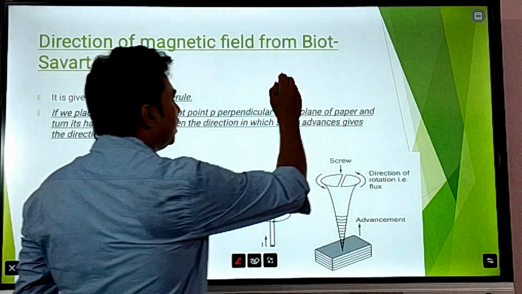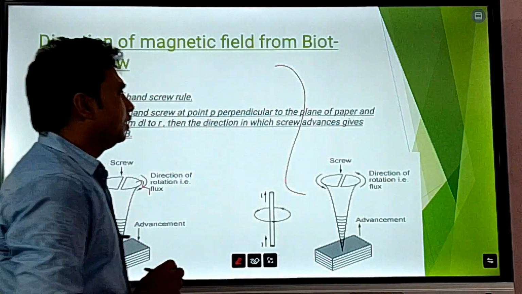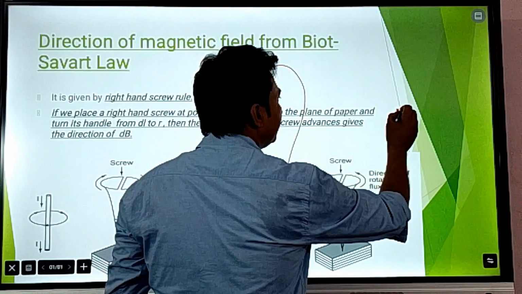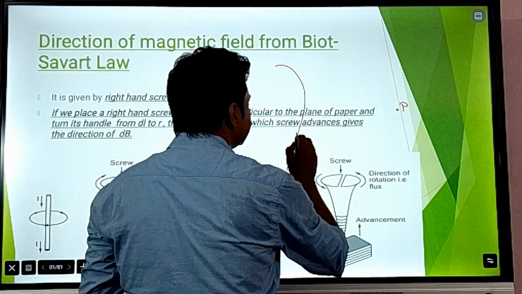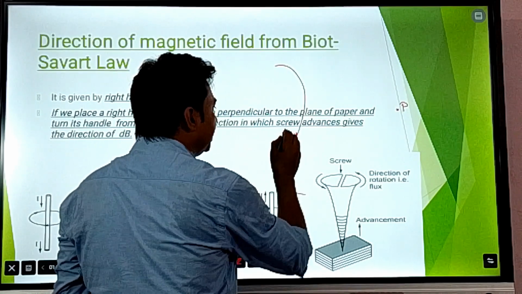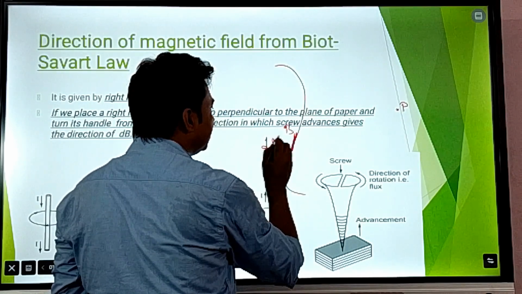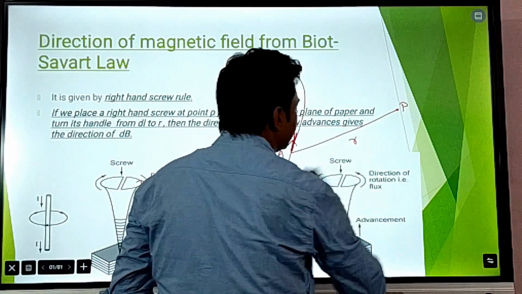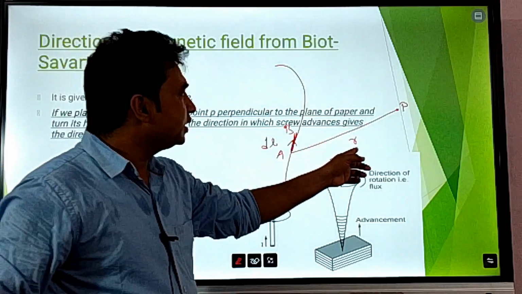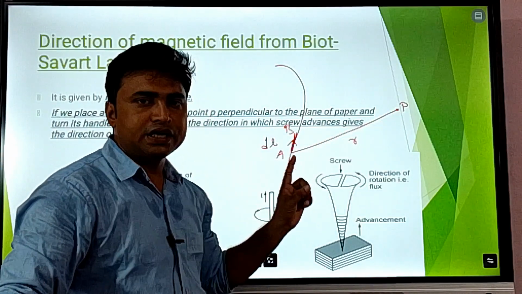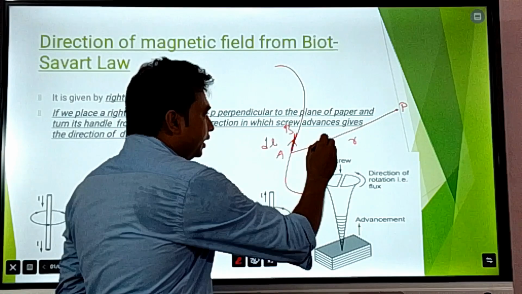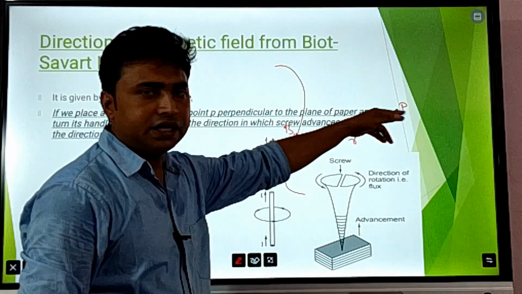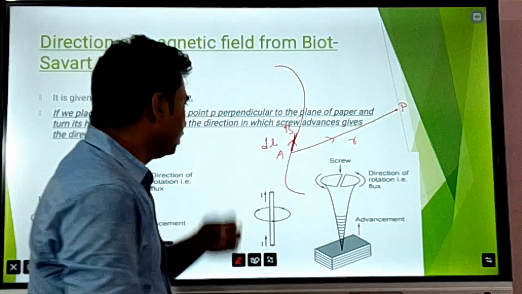This is our current carrying wire, and I am interested in finding the magnetic field at point P, and this is dL having the current in this direction, and this is r. This is the distance. r is the distance of the point P from this current element, and its direction is always away from the current element towards P.